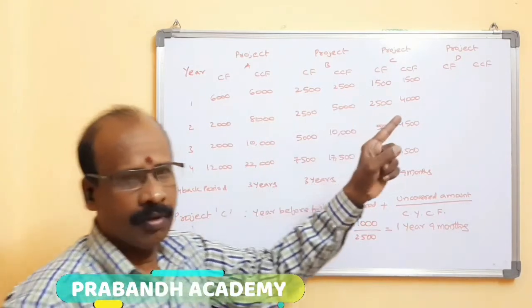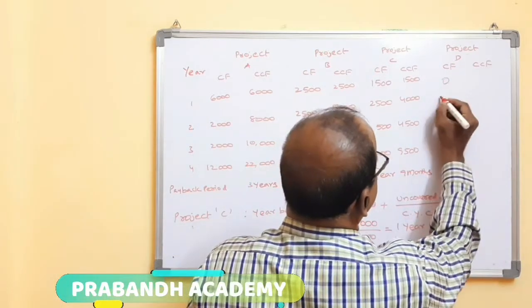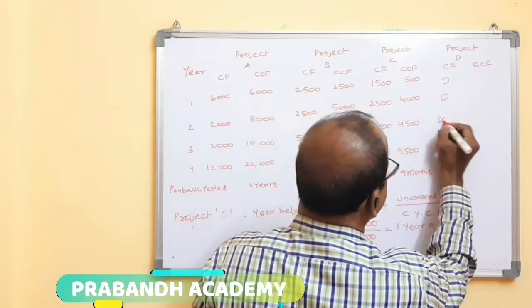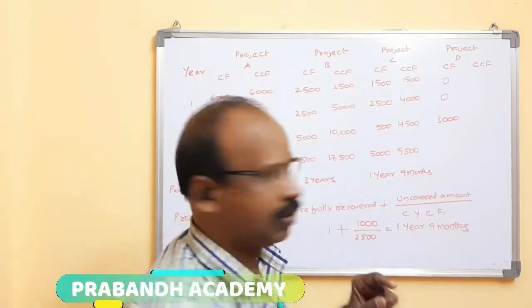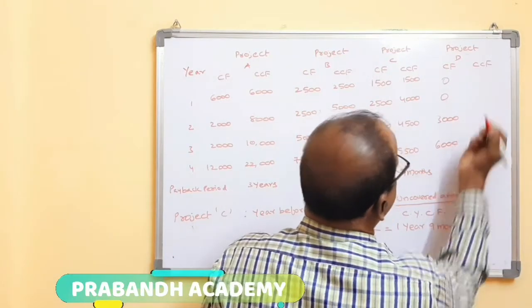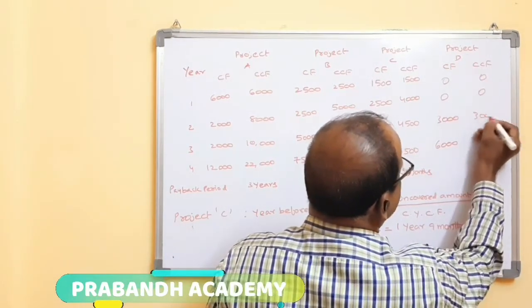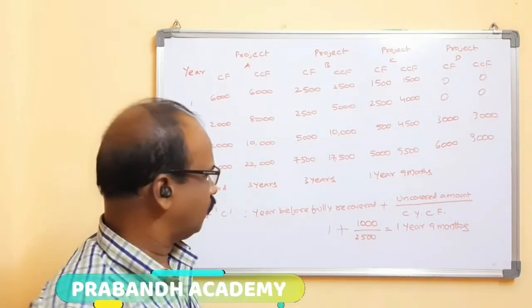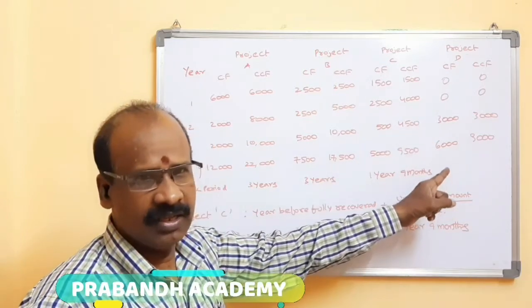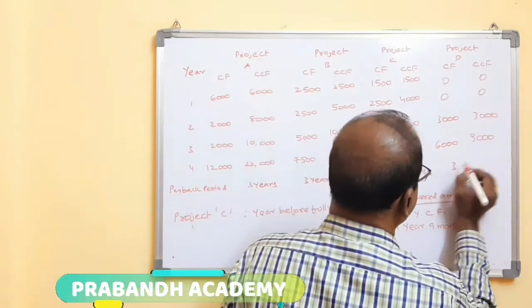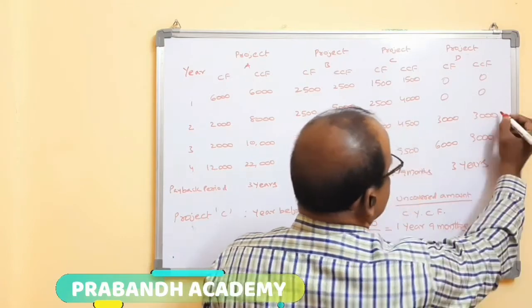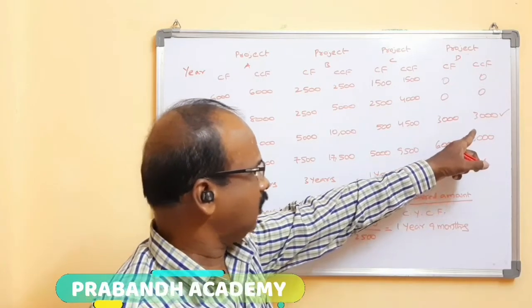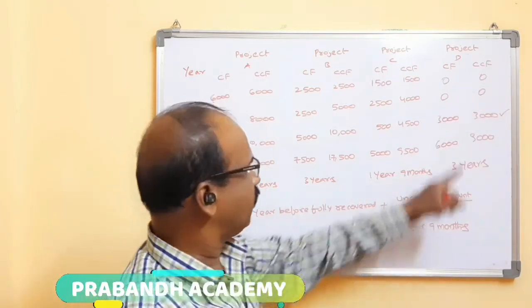Next, project D. Project D, first year cash flow 0, second year 0, and third year 3,000, and fourth year cash flow 6,000. Cumulative cash flow 0, 0, 3,000, and 9,000. The payback period for project D is 3 years. This is the investment. The investment will come on third year. So that is the payback period for project D.